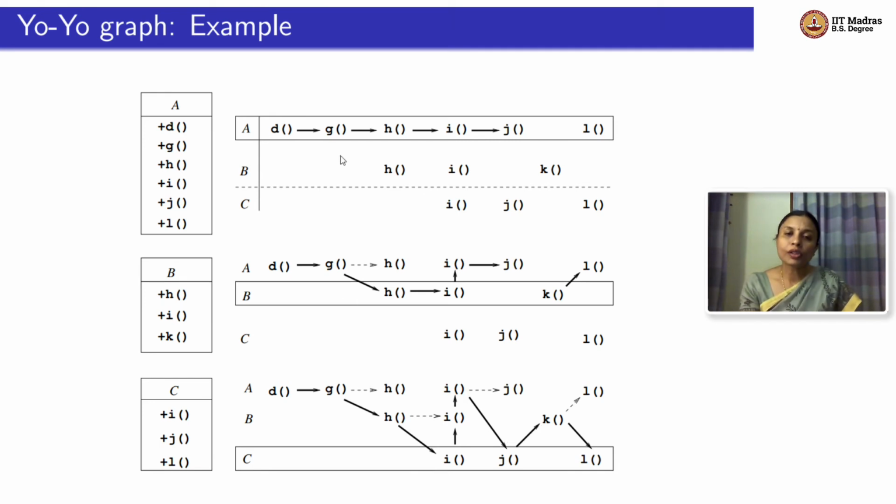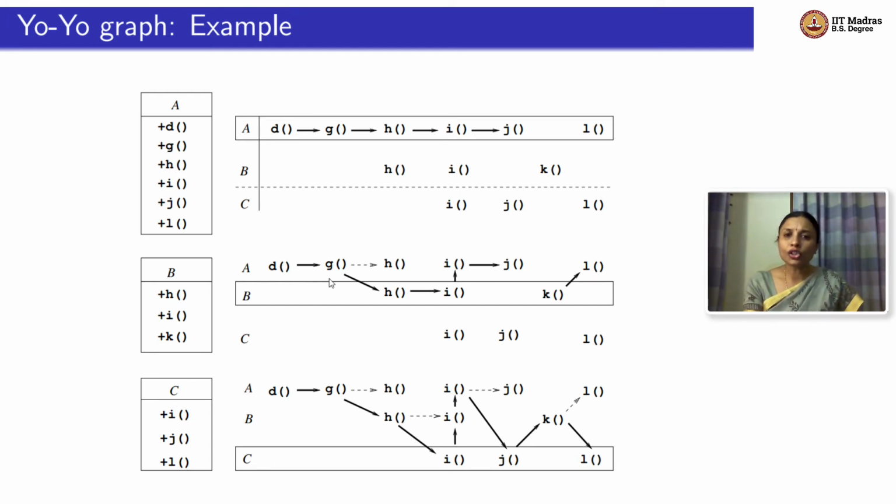So let's look at the first copy of the yo-yo graphs. All the vertices are present in all the 3 copies, but edges get built up as we move on. In the first one, there are edges that are boldly drawn from D to G, G to H, H to I to J. These represent the call edges, the call interfaces. So method D of A calls method G of A, method G of A calls method H of A, and so on. Now let's look at the second version of the yo-yo graph below here.